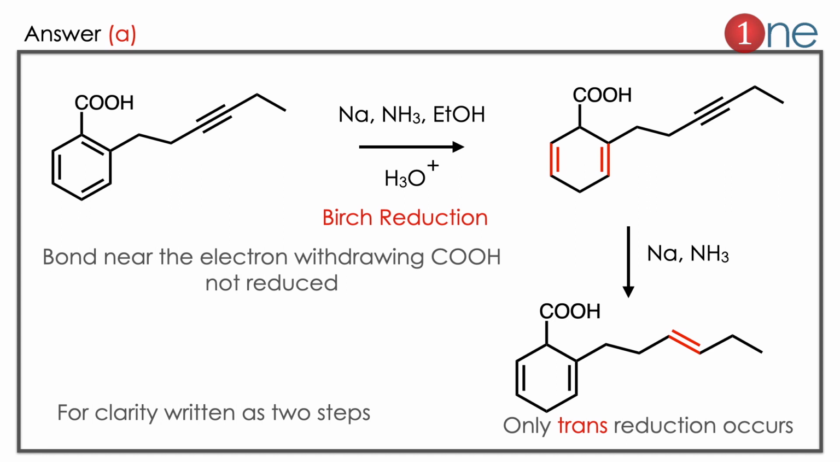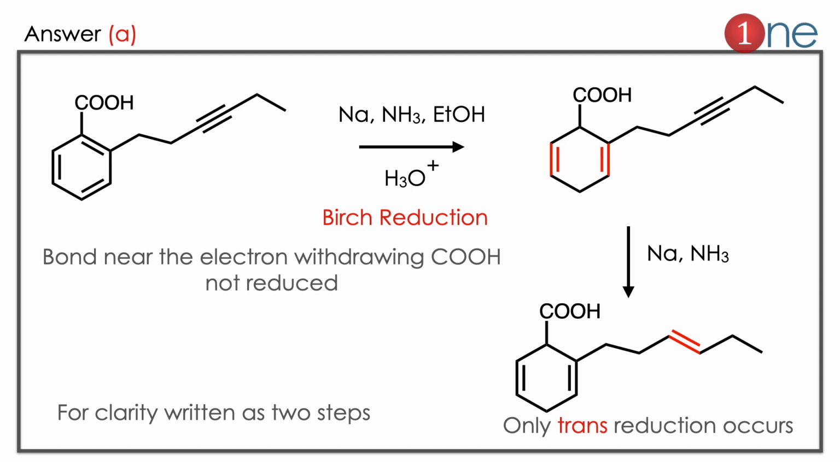The answer is A. Let us see how. The starting material contains benzene attached with COOH and a long chain alkyl group which contains a triple bond. You are using sodium and ammonia and ethyl alcohol. From the reagent you may guess that it's a Birch reduction. In Birch reduction, the double bond is always formed near the electron donating group, or formed away from the electron withdrawing group. So the double bond is formed near the alkyl group.